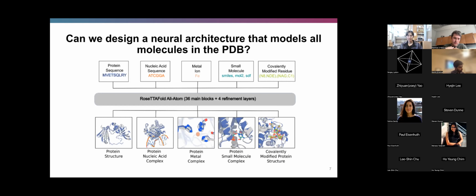And so the impetus of this work was, can we design a neural network architecture that actually explicitly represents all that functional richness that's in the PDB? So you think in the PDB, you have obviously proteins that we've gotten really, really good at predicting, nucleic acids, metals, small molecules, and covalently modified proteins. So we really want to think about how do we develop this architecture with all of these molecules in mind, and likewise the loss functions and the training data sets. And is there a way that we can create a unified network architecture that can model everything?